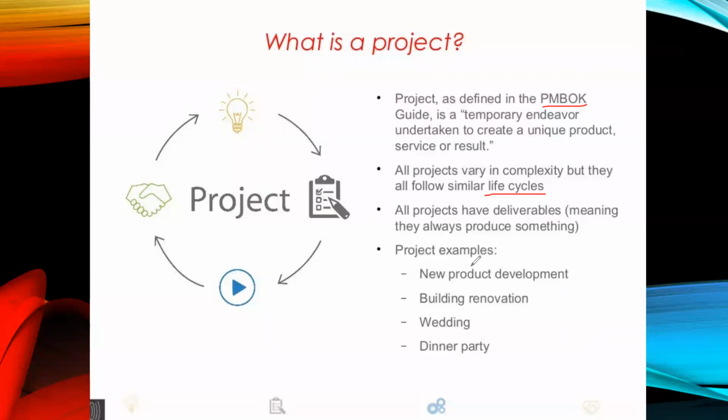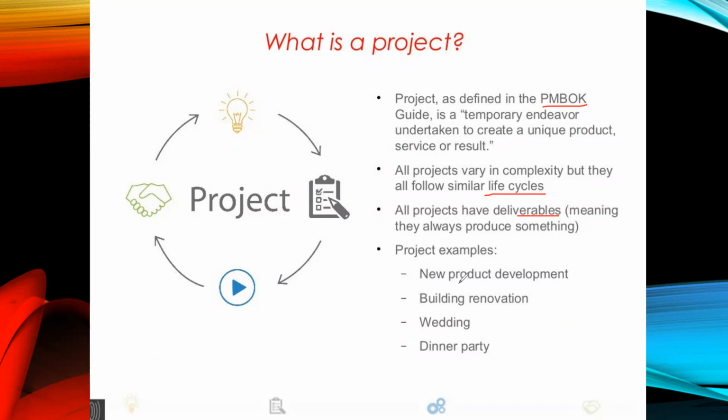All projects have deliverables, which means that they have to result in something. They always produce something. We always have a result from this kind of project. We cannot spend a certain time frame working on something without knowing what the result is, or without it having any kind of result in the first place.